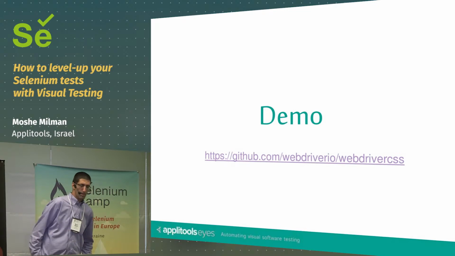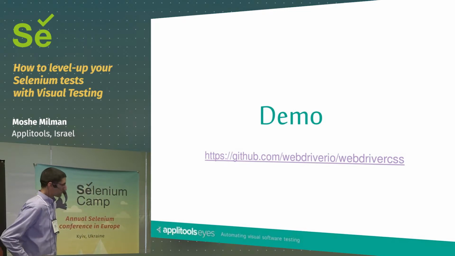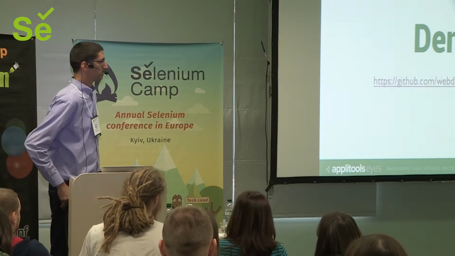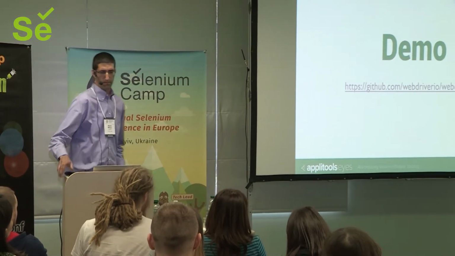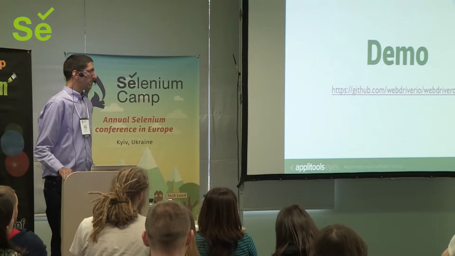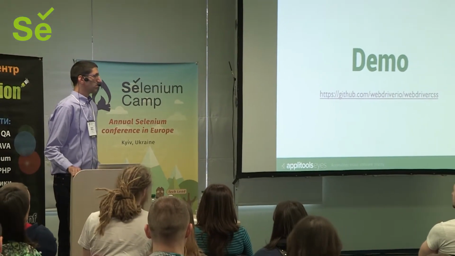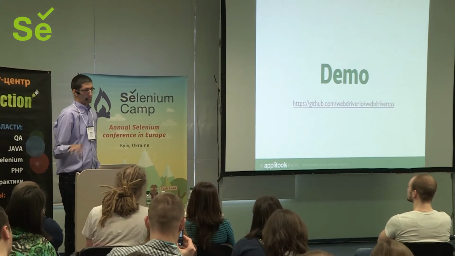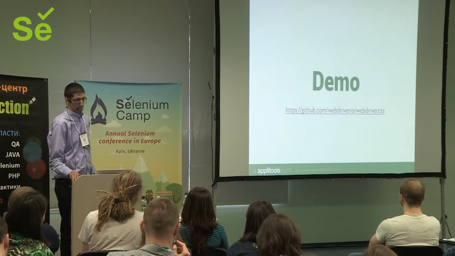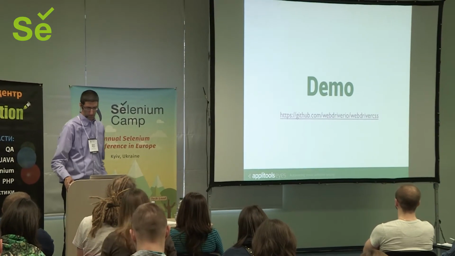So let's start with a quick demo. The demo that I'm going to show you right now is of a tool called WebDriver CSS. That's an open source tool that is built on top of WebDriver IO. WebDriver IO is one of the more common implementations of Selenium in JavaScript. You have WebDriver JS and WebDriver IO. These are the two most common JavaScript frameworks.